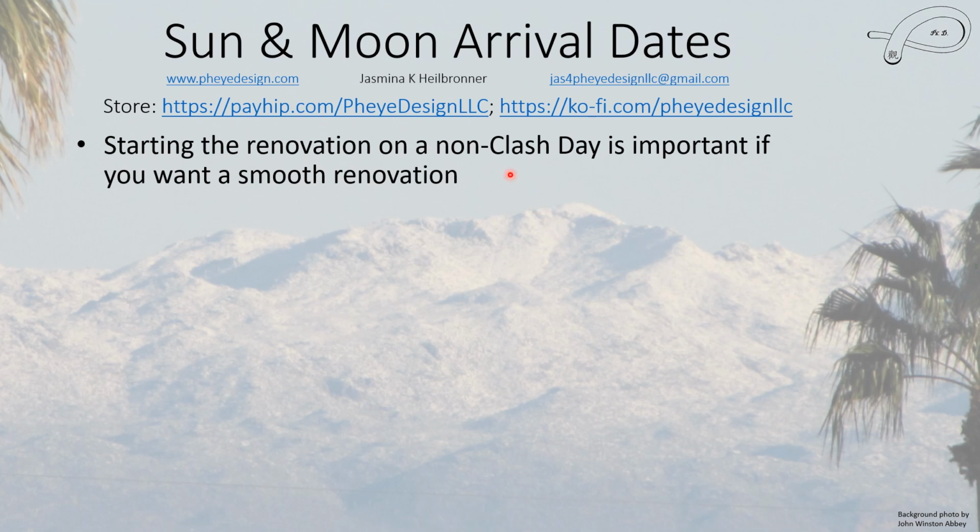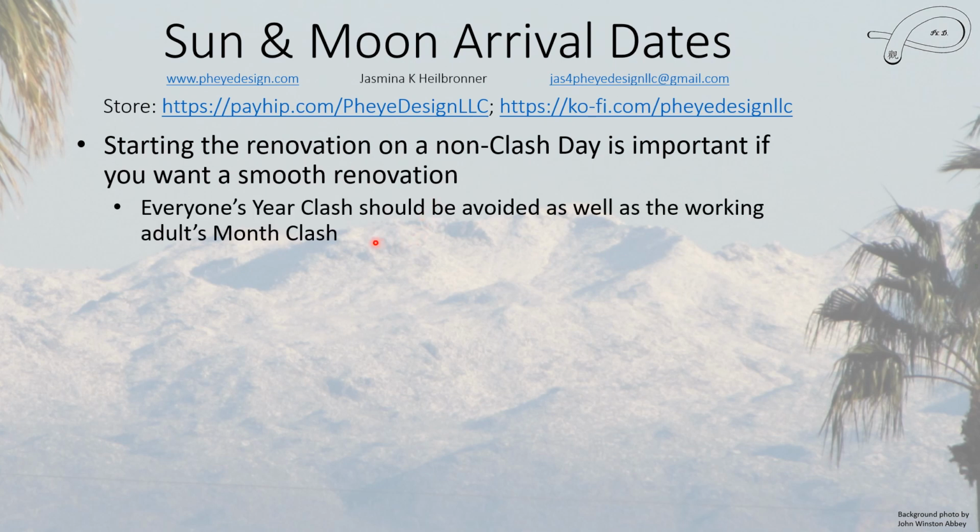Now, starting the renovation in the area that doesn't have the annual affliction on a non-clash day is important if you want a smooth renovation. And the non-clash day refers to a non-clash day for the people living in the house. Everybody's year clash should be avoided. So don't do it on a day where somebody's year pillar or year animal clashes with the day's animal. And you should also avoid a month clash with the working adults because that affects their career.